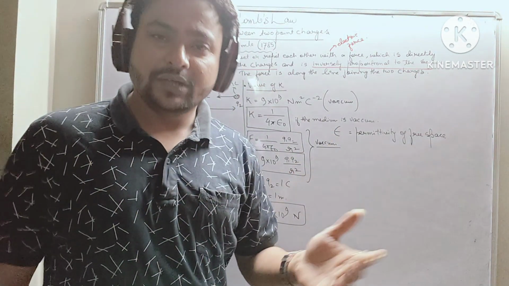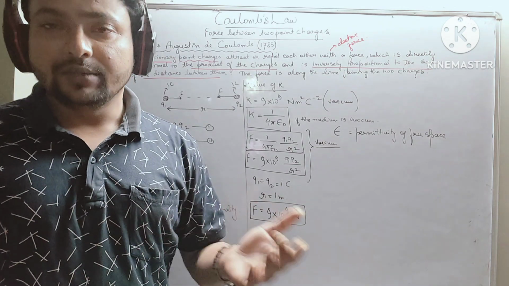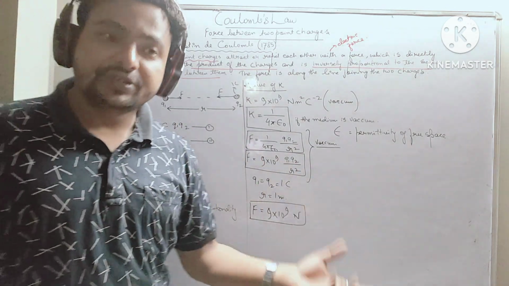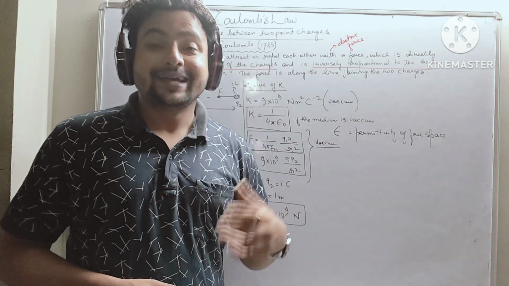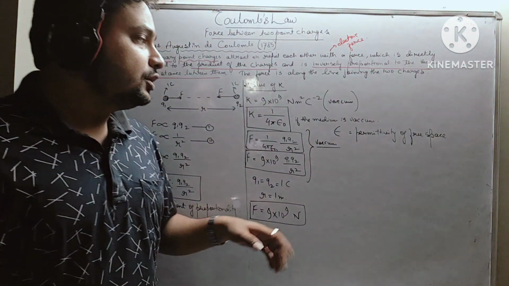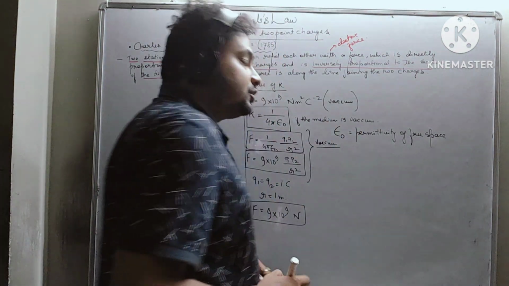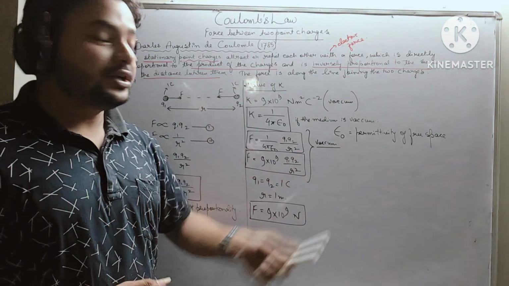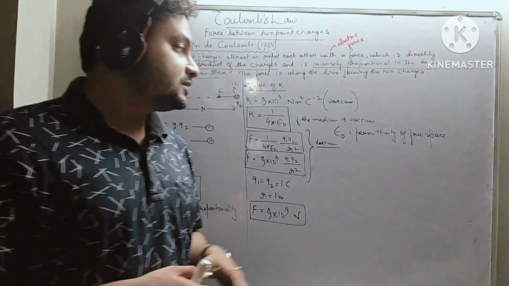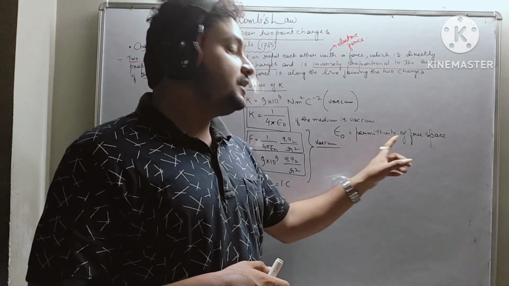If there is some other medium, we will be using something known as the dielectric constant. I will be telling you later on. But for now I am just telling you about free space, so here we use epsilon naught. Epsilon naught means permittivity of free space.